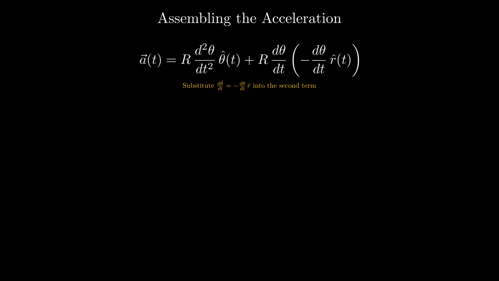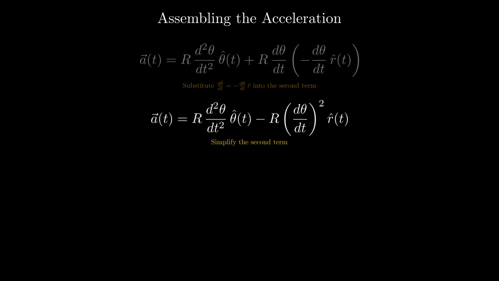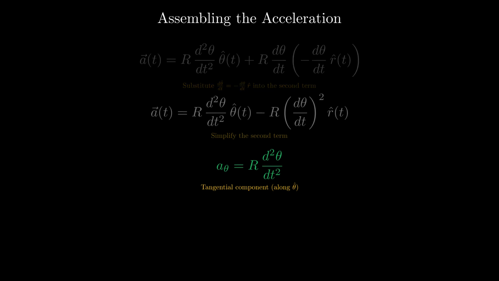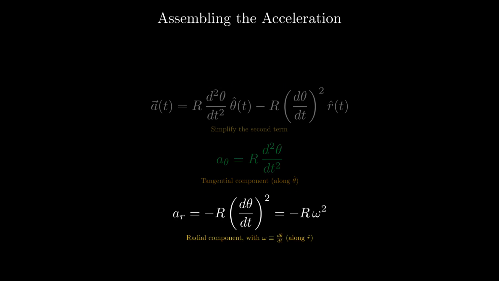So the full acceleration is r times the second derivative of theta times theta-hat minus r times d theta dt squared times r-hat. Reading off the components, the tangential component a sub theta equals r times the second derivative of theta with respect to time. Writing omega for the angular velocity d theta dt, the radial component a sub r equals minus r times omega squared.